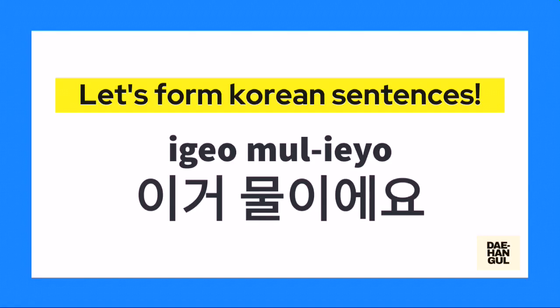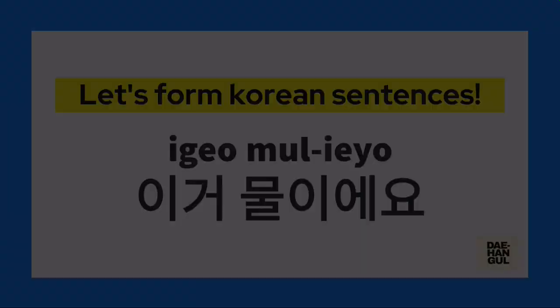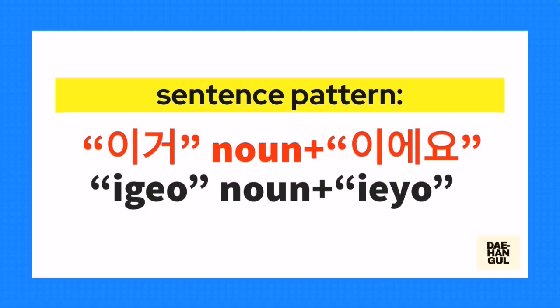Let's form Korean sentences. 이거 물이에요. 이거 물이에요. This sentence follows the pattern 이거 noun plus 이에요.